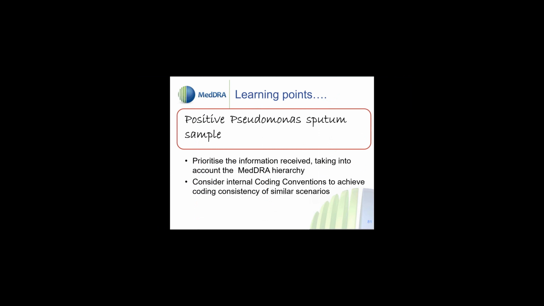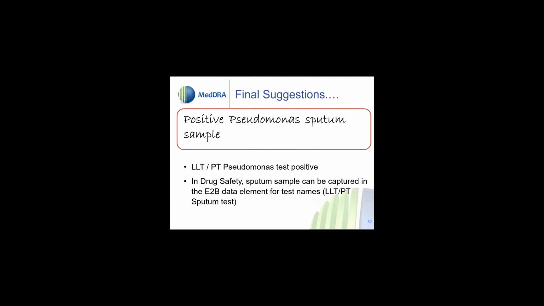Thank you. And another comment, Jackie's asking, could we split this and then capture sputum culture? Yes, we could. Here we are with our final suggestions. So our suggestion would be pseudomonas test positive, because this is the most specific information that we can capture also on PT level. And in drug safety, the sputum sample can be captured in the E2B data element for test names. So LLT-PT sputum test could be entered there in this specific data element of the E2B report.